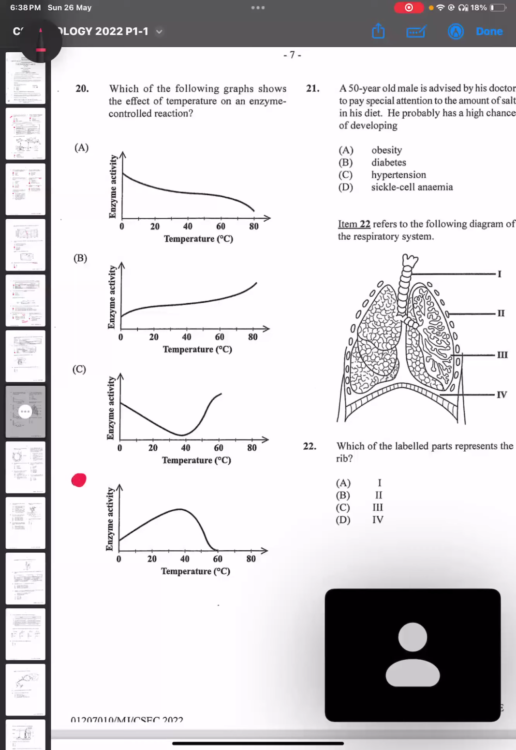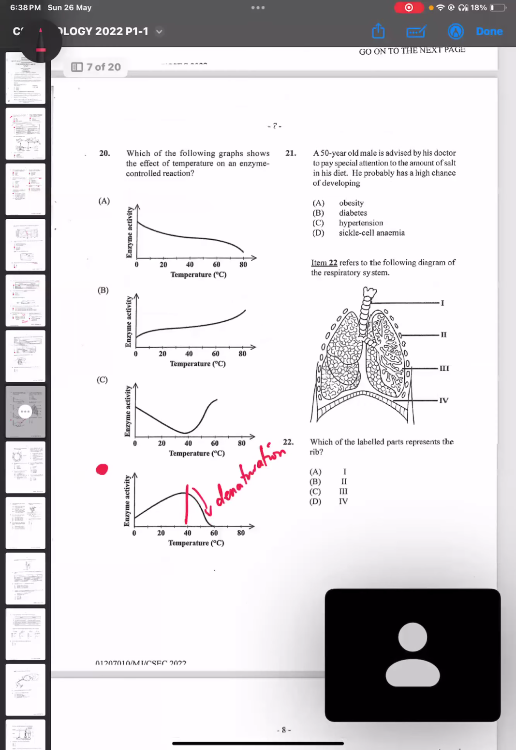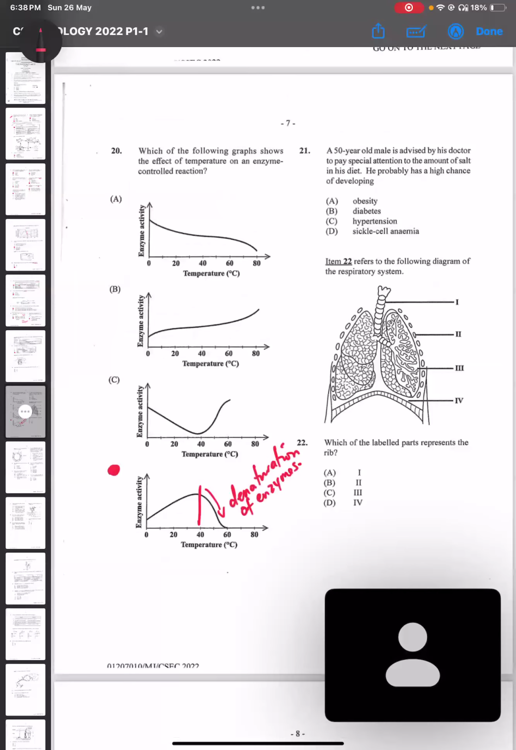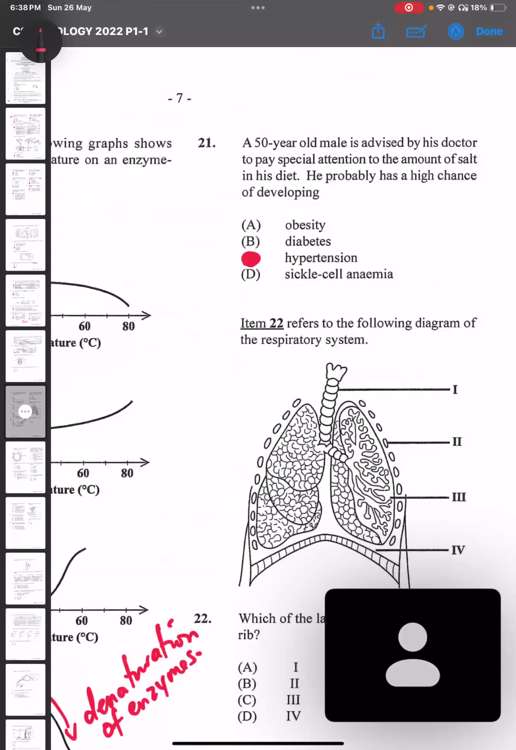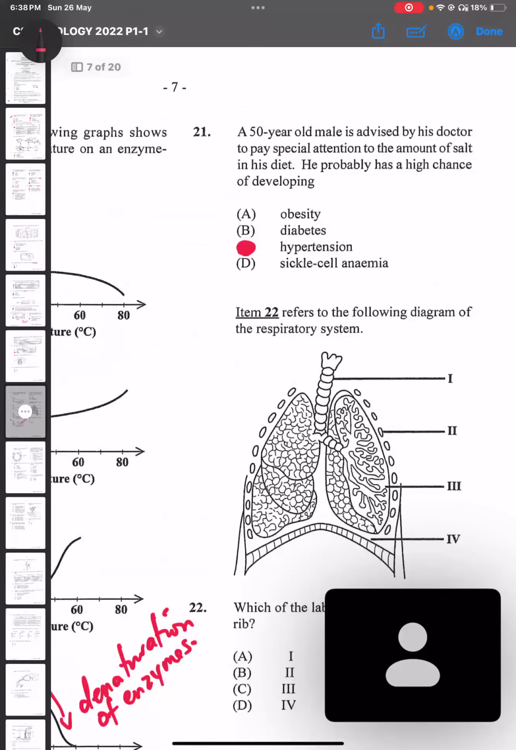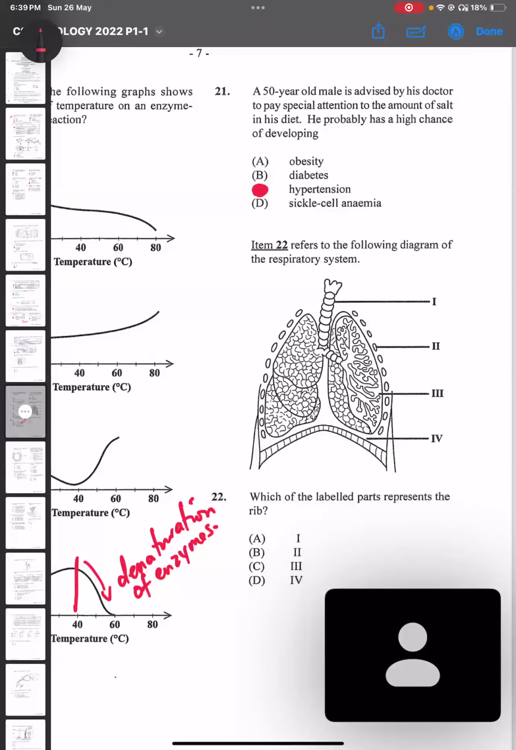The effect of temperature. You know that when it reaches 40, it is going to be declining because of denaturation. We know 50, hypertension, C. We know 22 is B, because this is the rib cage.